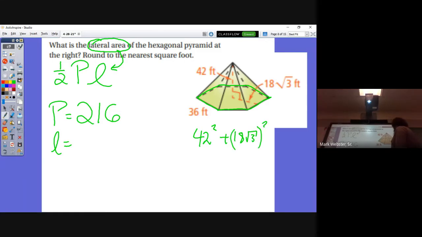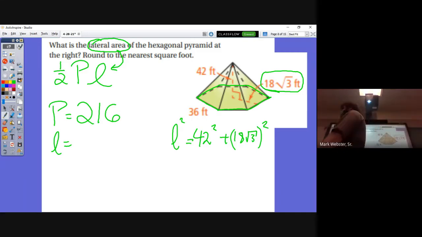Oh, well, yeah, I got it wrong, I think. Right? Square 42, square 18 radical 3, add those together. Oh, radical 3. Right? That's what that is, 18 radical 3 feet. Oh, I didn't see that part. Yeah, that explains it then. Is that 54? So it's 18 squared times 3. Right? Square 18, square radical 3.